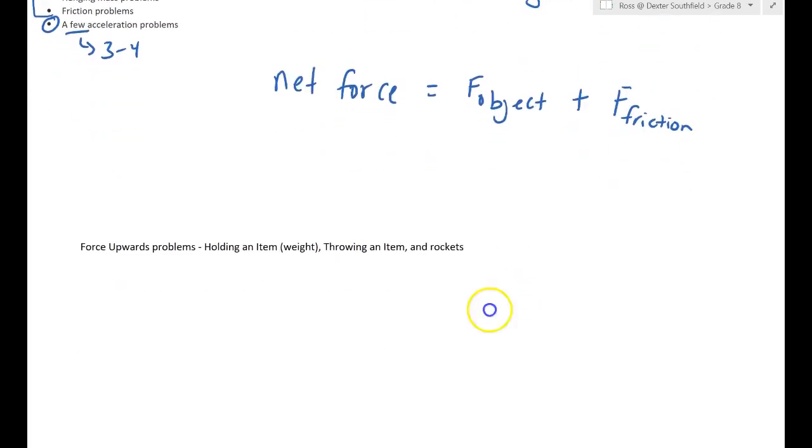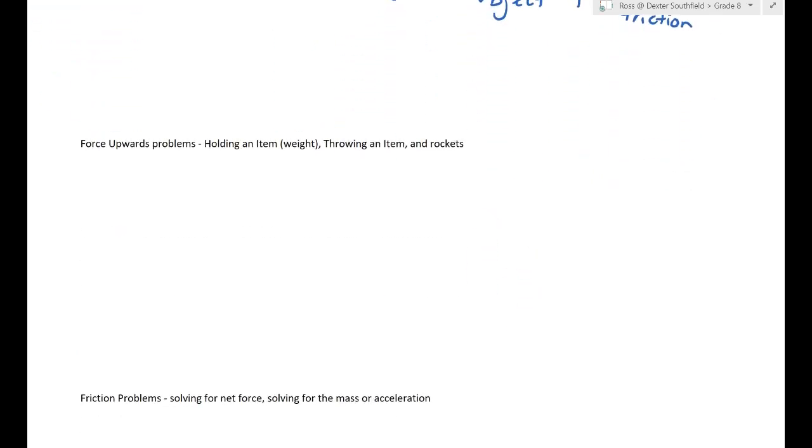So this brings us to force upwards problems. These relate to holding an item, throwing an item, or rockets. So let's just start with a little drawing. Here is a person who is holding a box. If this box is 10 kilograms in mass, and we're just talking about holding that item, right? Holding it takes force. Holding it out there and keeping it at that height requires force.